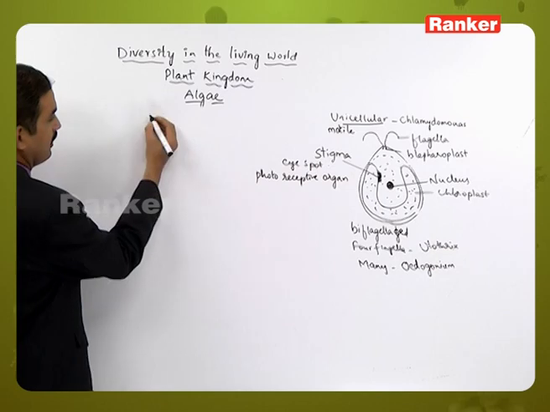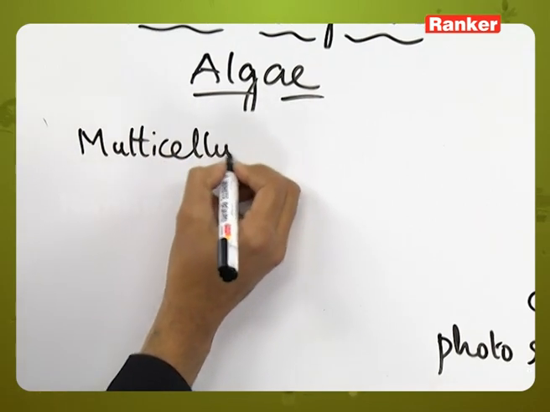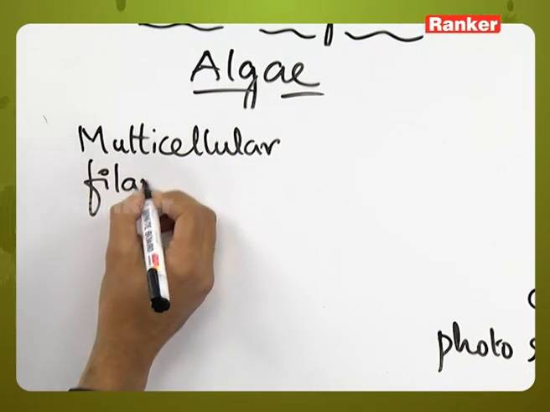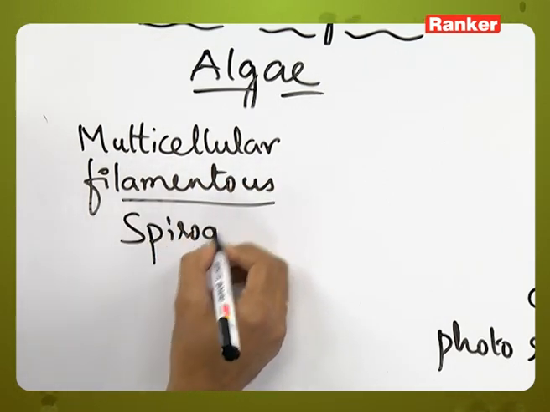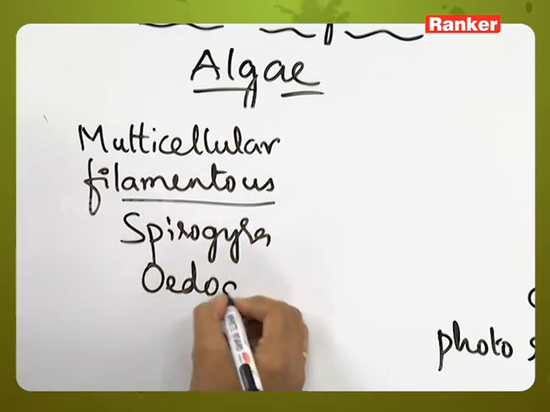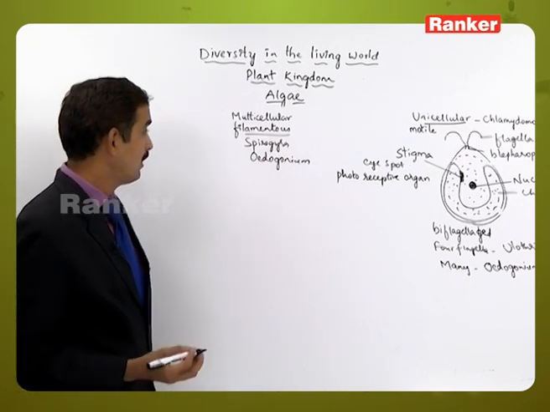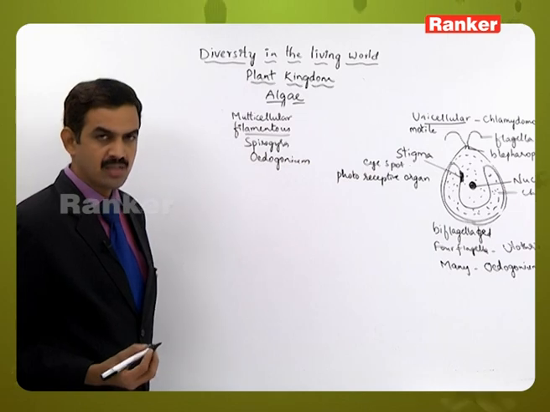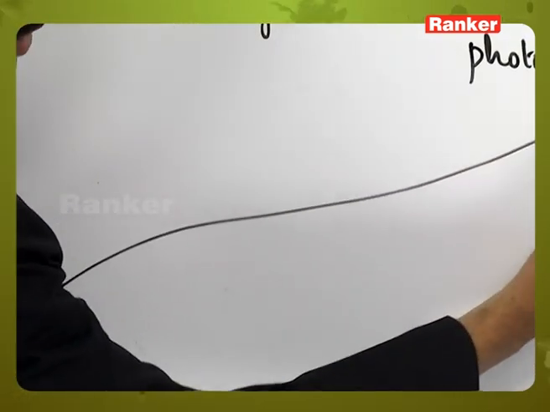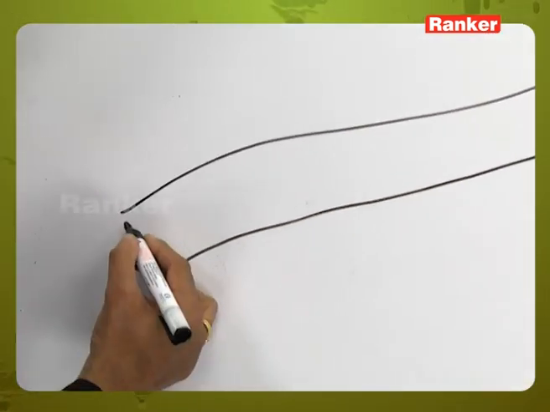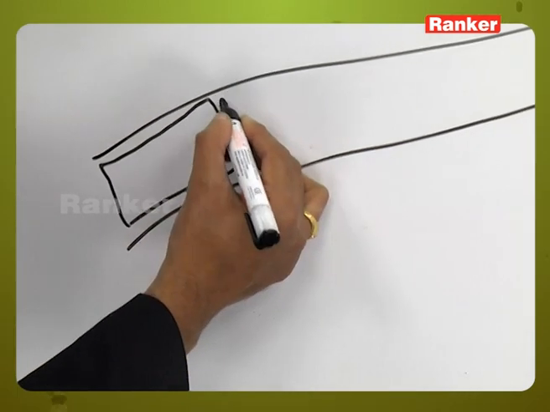Then if we come to the other characteristic features, some may be multicellular and filamentous in their nature, like in Spirogyra, Edogonium, Chara, and some other examples which have multicellular organization in their body. If you observe the structure of Spirogyra, there is a filamentous structure, a uniseriate filament, inside which the cells are arranged one above the other.